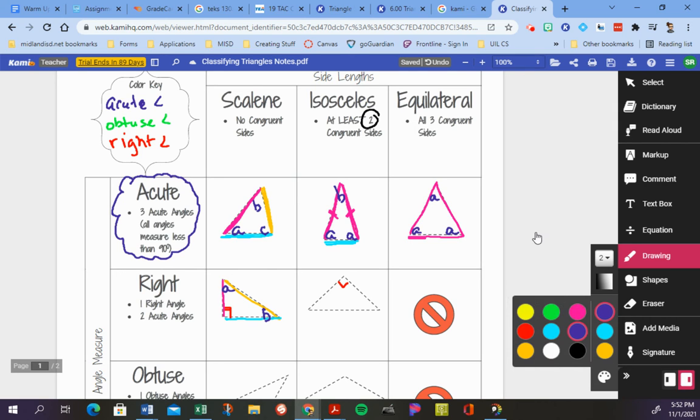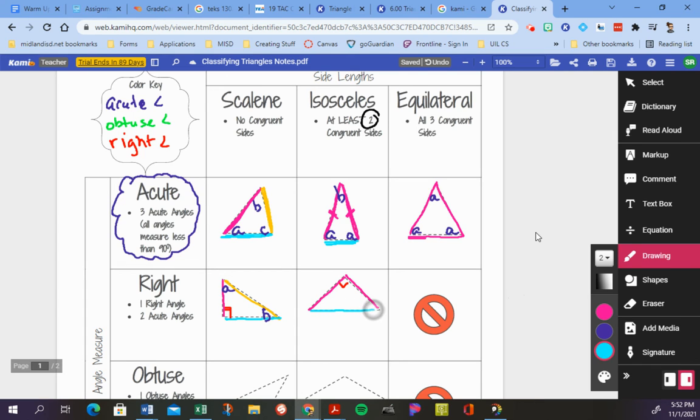On an isosceles triangle, we have two sides that are the same and one that is not. The two that are the same, we mark with a little tick mark. And that means that the two angles that are opposite those sides are also the same. So there we have right angles.